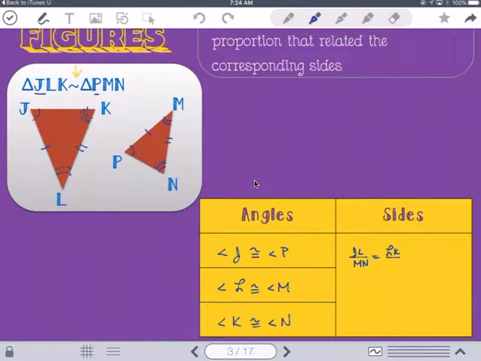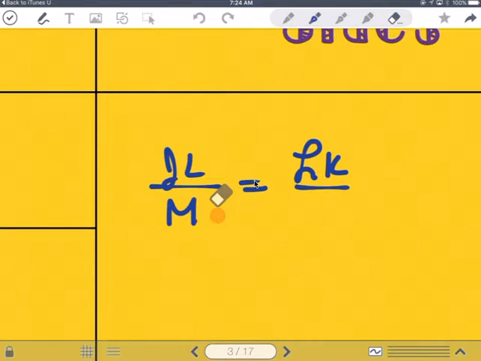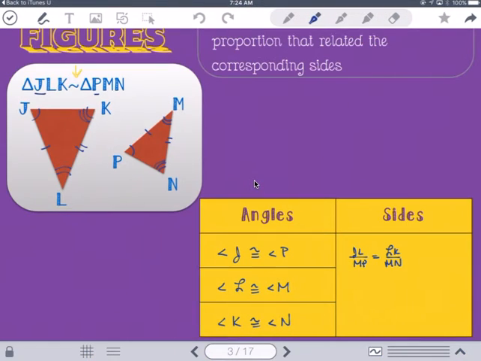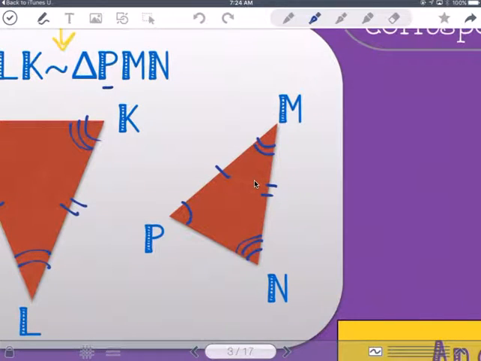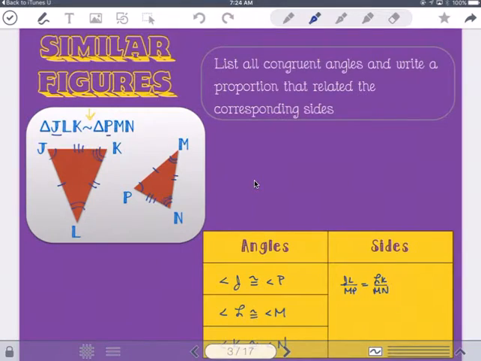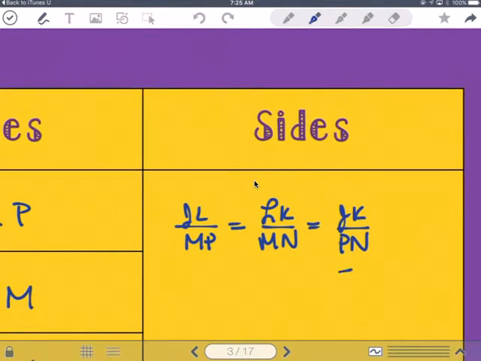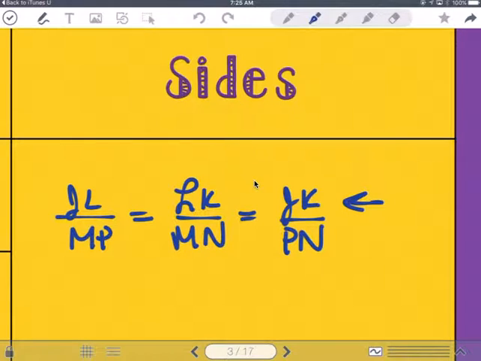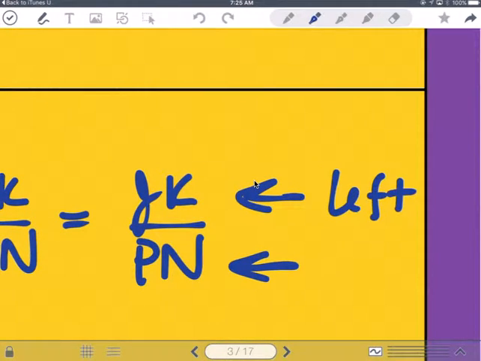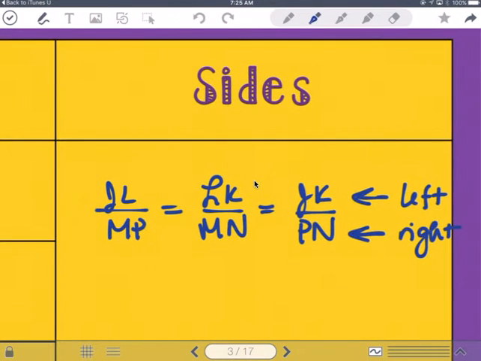Sorry, this one should be MP. This one's MN. And lastly, JK and PN. All right. Notice that the smaller triangle is always going to be across the top. So all of those side lengths have to deal with the triangle that's to the left, and all of the bottom ones are dealing with the triangle that's to the right. So if you need to, left, right. All right. So as long as all of these are equal to each other, then these two triangles are similar.